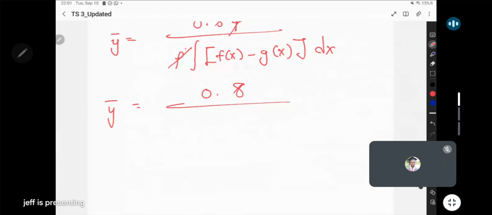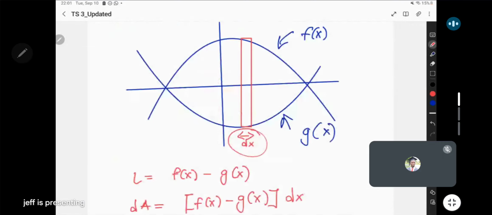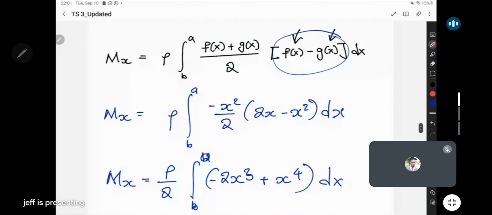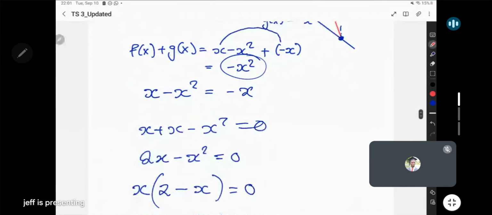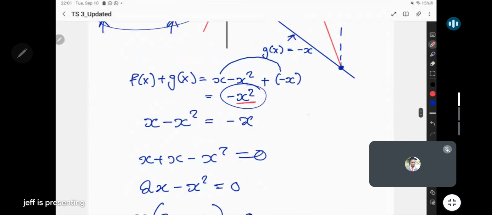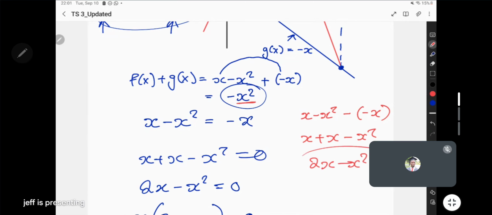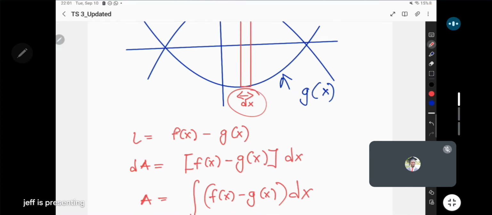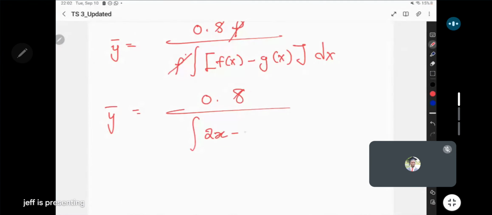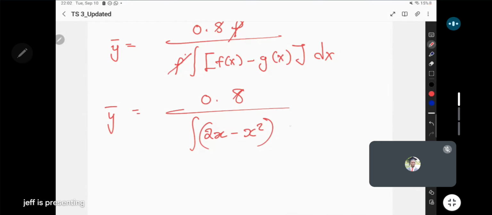The difference between f of x minus g of x, I think we obtained that already. Where did we get that? Okay, so when we did plus, it ended up just remaining as this. When we do minus, it's x squared minus x. This ends up x plus x minus x squared. This will be 2x minus x squared. So this becomes the difference there, 2x minus x squared. So we're now just going for the integral of 2x minus x squared, and then dx.